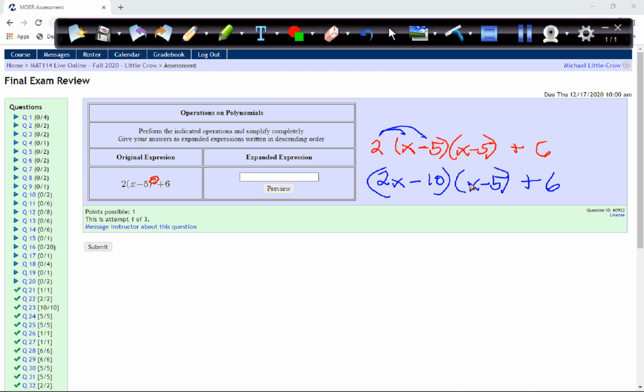Now we FOIL. So 2x times x, that's going to give us 2x squared. 2x times negative 5, it's negative 10x. Negative 10x again, and then a negative 10 times negative 5 will give us a plus 50. And so we've taken care of that. We've now got the plus 6. And then it's just a matter of combining like terms. Again, be careful here in the middle. This does not cancel. Negative and negative, we add them together because they're both going in the negative direction. So it's going to be a negative 20.